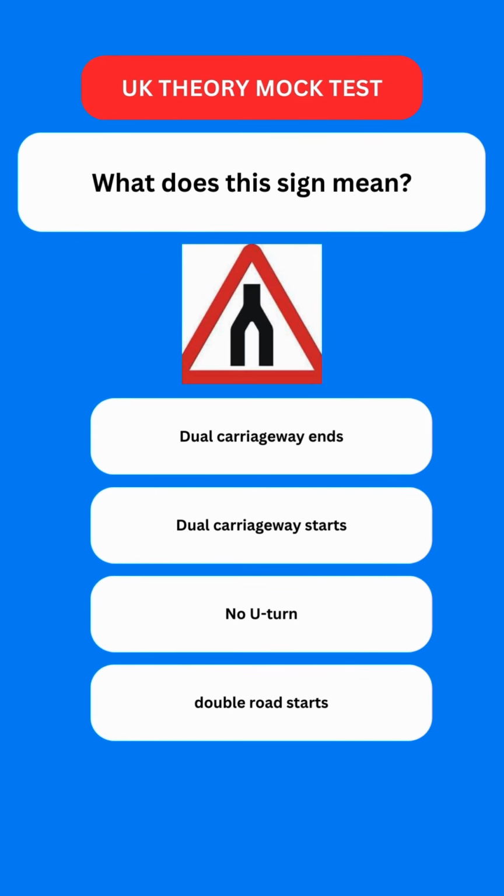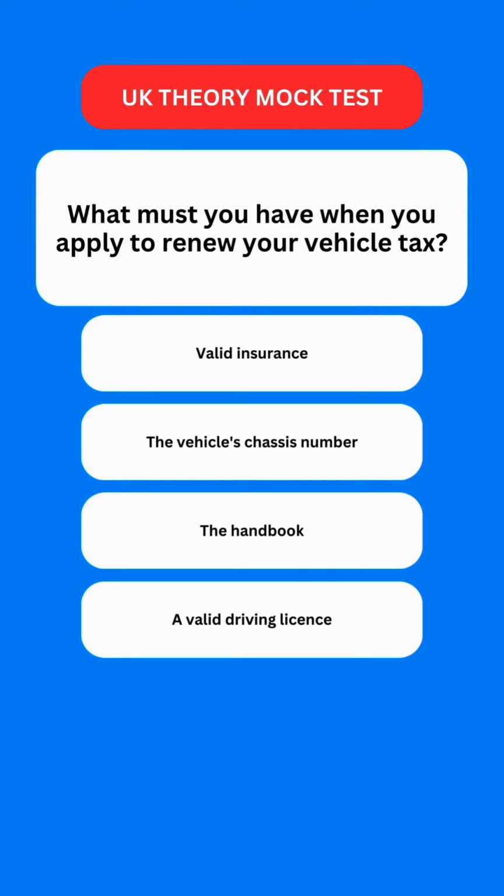Next question is, what does this sign mean? Options are dual carriageway ends, dual carriageway starts, no U-turn, or double road starts. So the correct option is the first one. This sign means that the dual carriageway ends ahead. Next question is, what must you have when you apply to renew your vehicle tax? Options are valid insurance, the vehicle's chassis number, the handbook, or a valid driving license. So the correct option is the first one. You must have a valid insurance.